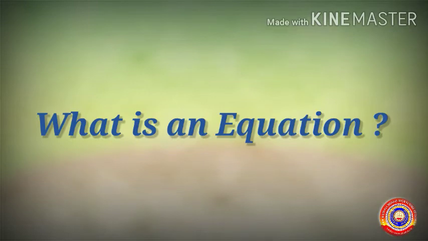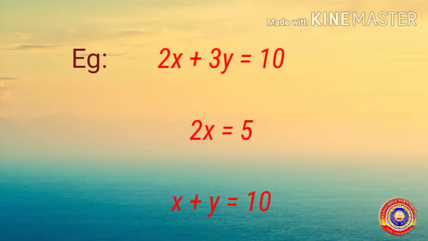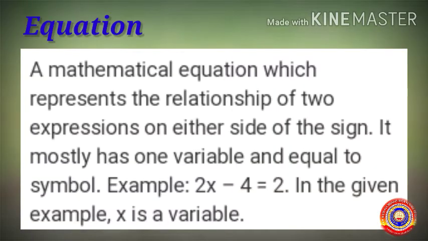Are you familiar with equations? 2x plus 3y equal to 10, 2x equal to 5, x plus y equal to 10 are some examples of equations. Then can you say what you mean by an equation? A mathematical equation represents the relationship of two expressions on either side of the equal sign. It mostly has one variable. Example, 2x minus 4 equal to 2.